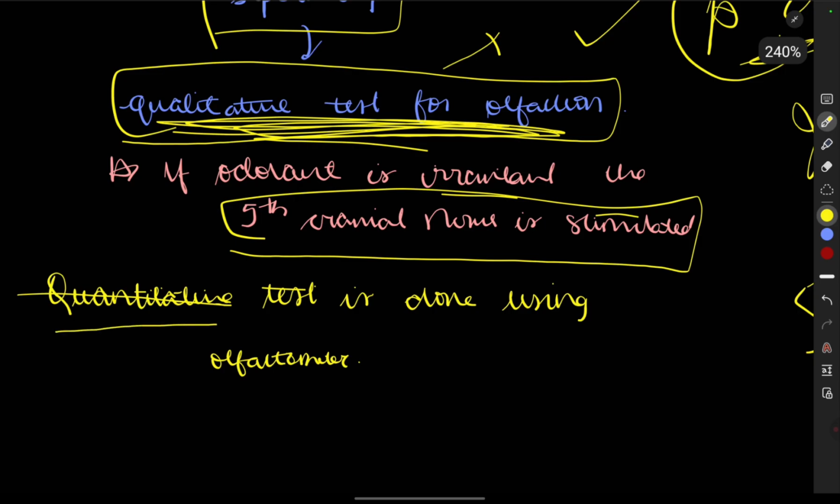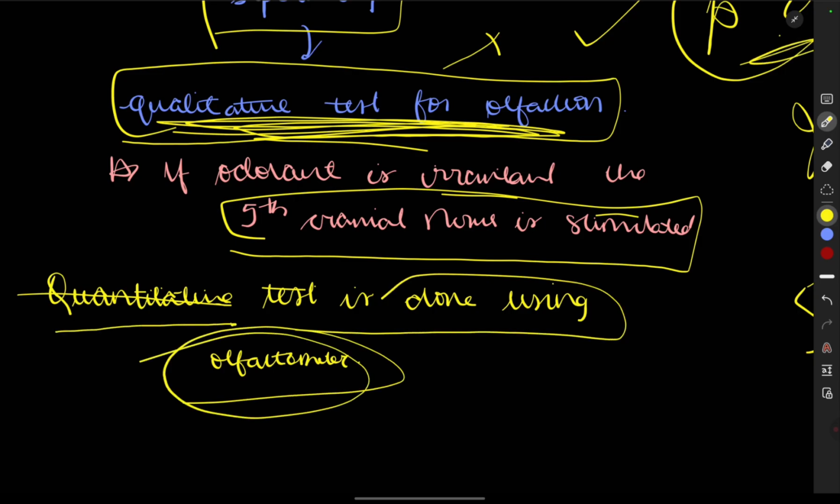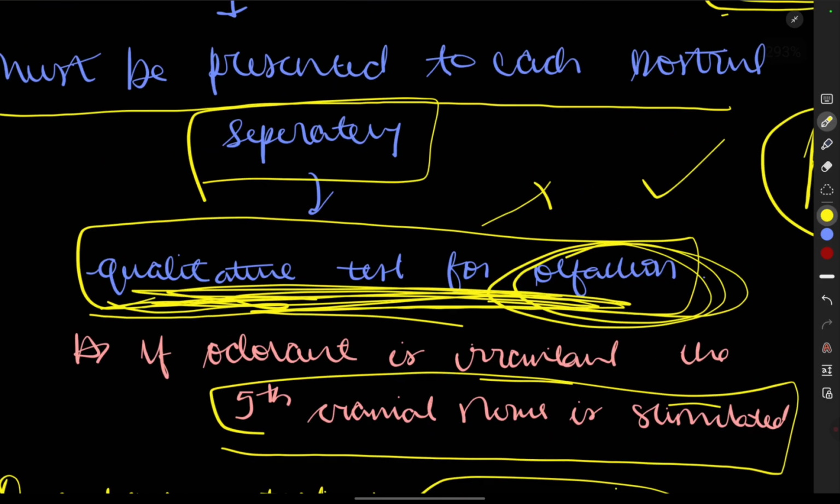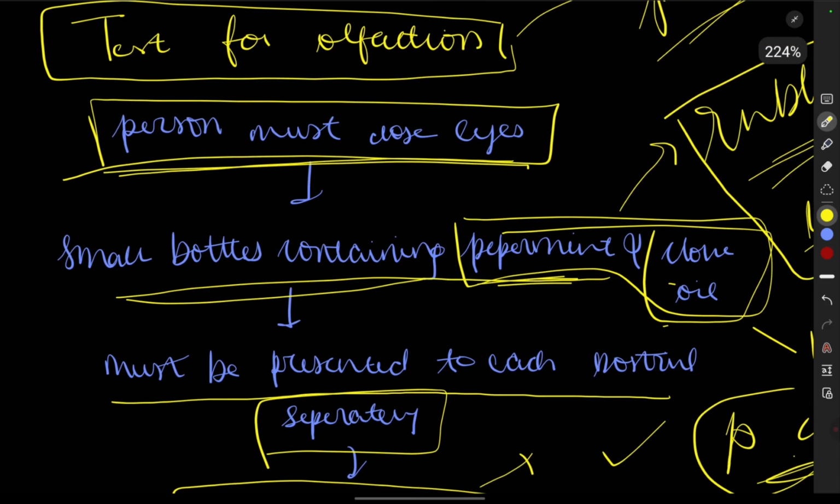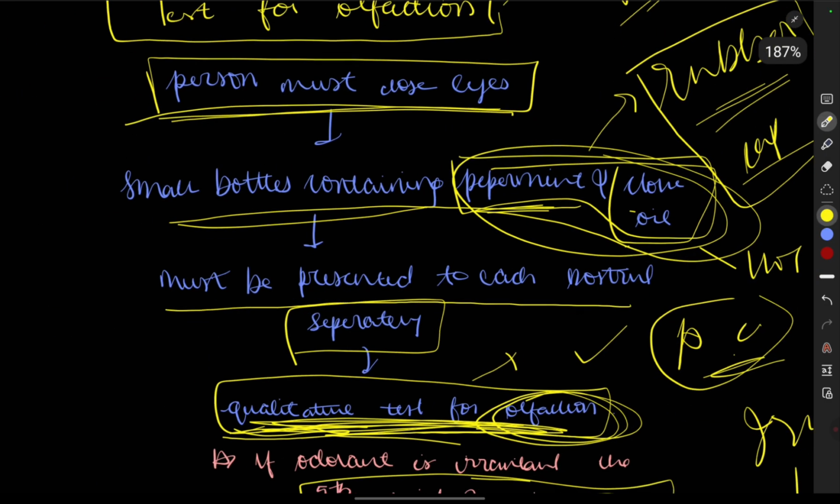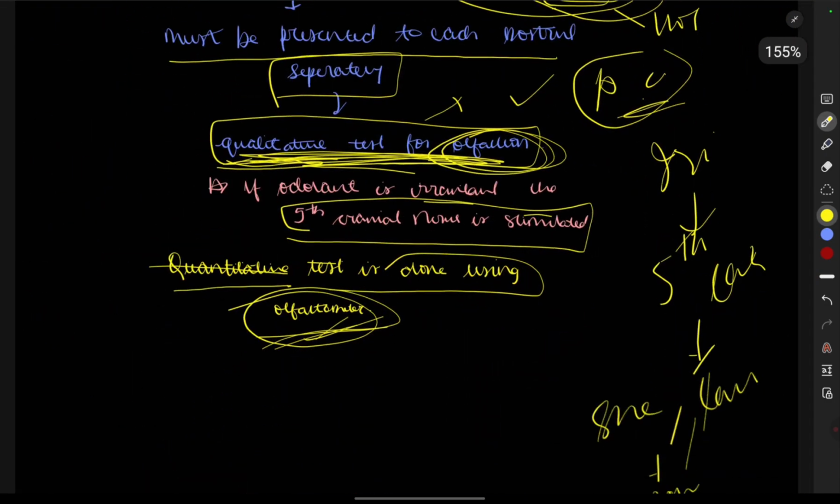Now the quantitative test is done using the olfactometer. Which meter? The olfactometer, because it's olfactory. The qualitative test is done by telling the person to close his or her eyes, and giving them a chance to smell the oils or the odorant. So this is about the chapter.